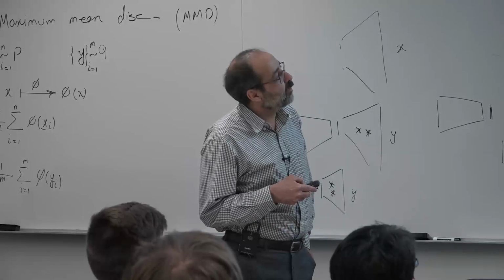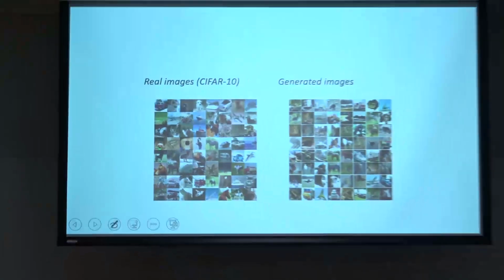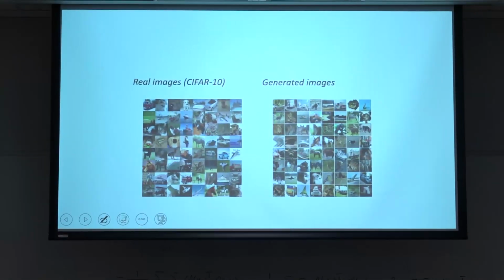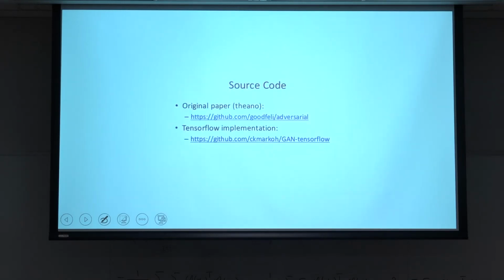These are some real images of CIFAR-10. These are some images of CIFAR-10 generated using GAN, trying to match the distribution of CIFAR-10. They seem quite realistic. The source code for the original paper, and an implementation in TensorFlow, exists if you want to try.